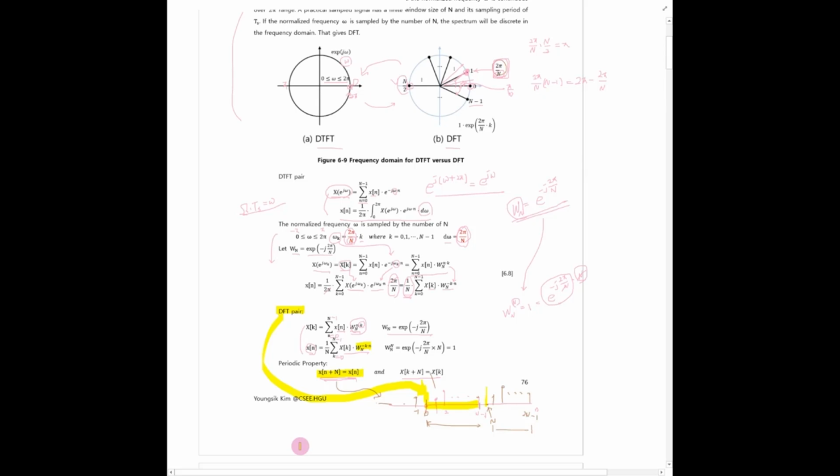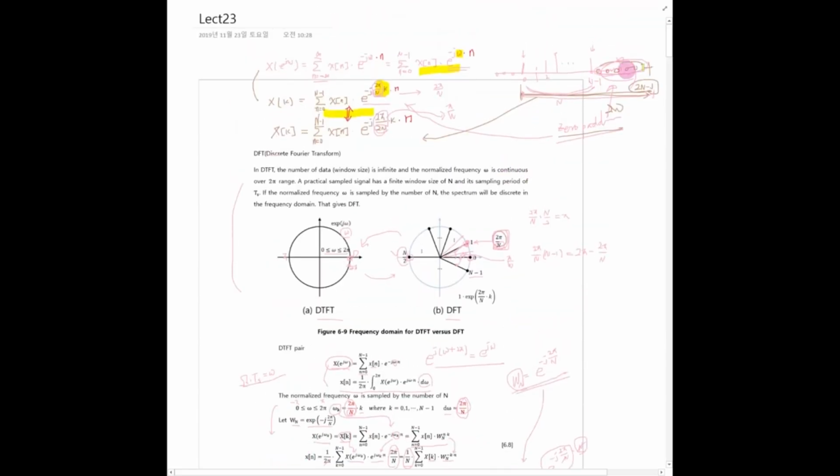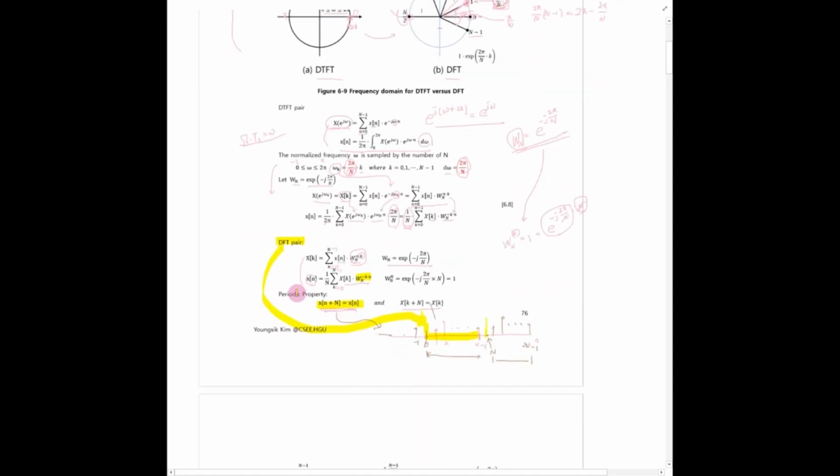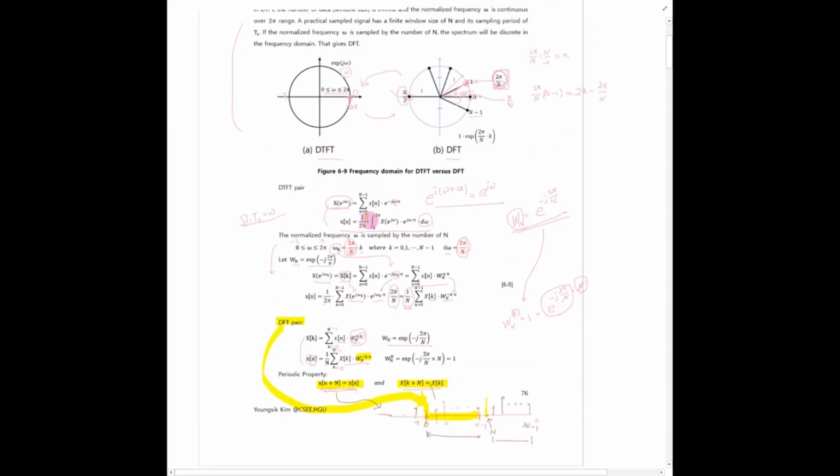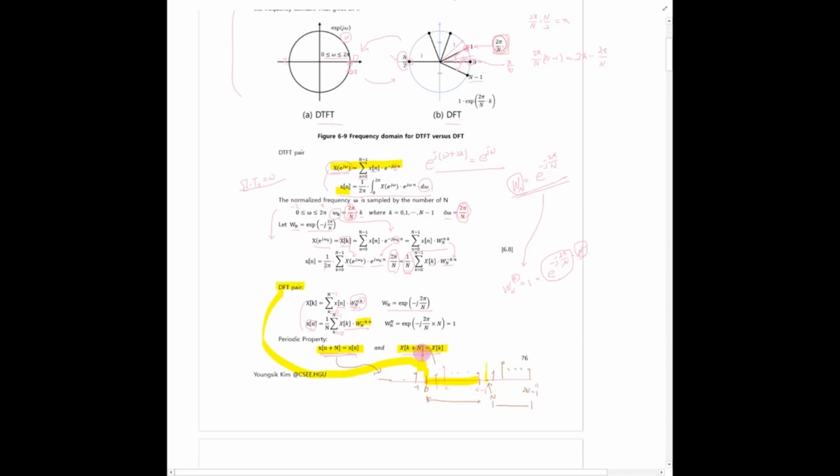But the DTFT, by adding padding infinitely, is not periodic in the sequence domain. In the DFT, basically it's a periodic function in the sequence domain, and the spectral domain is also periodic. But in the DTFT, it's periodic in the spectral domain, but in the sequence domain, it is not basically periodic. Okay, we studied the DFT.